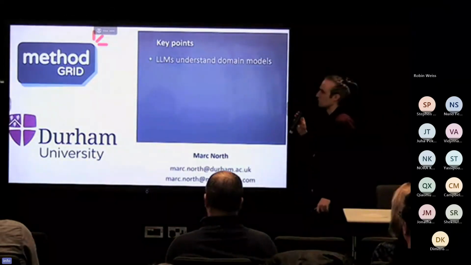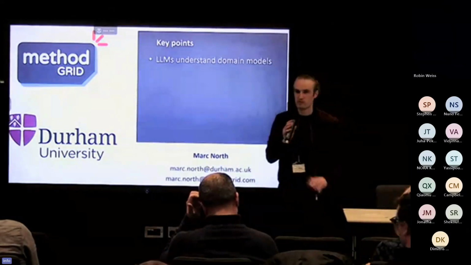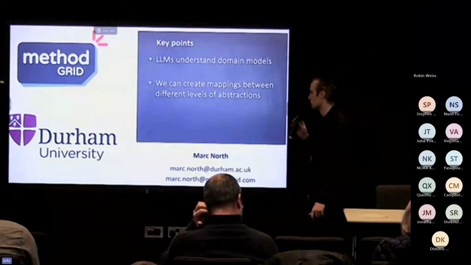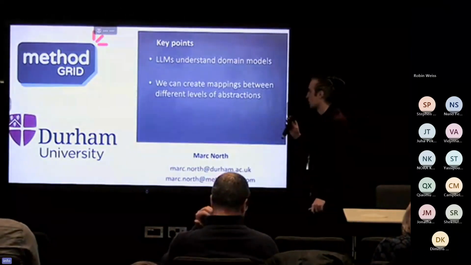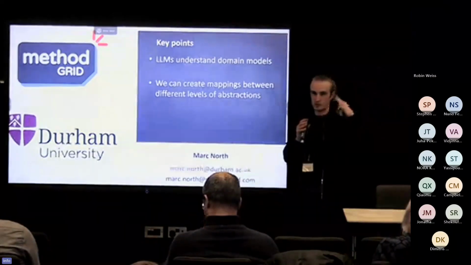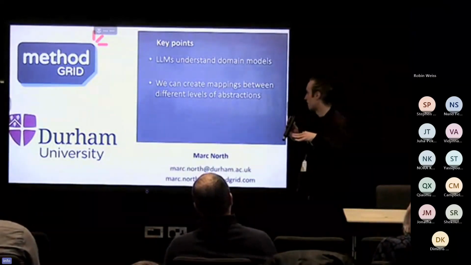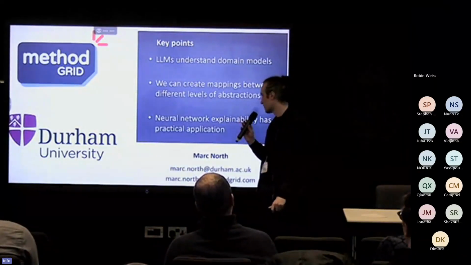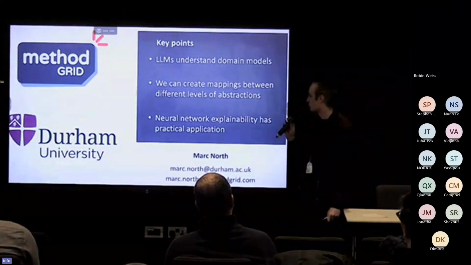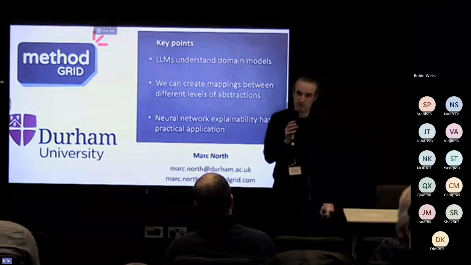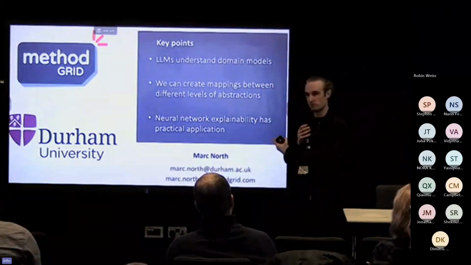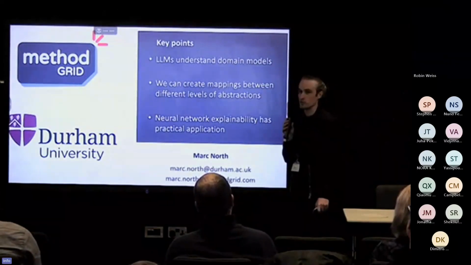Some key points. LLMs understand domain models. They don't need fine tuning, but they'd probably get better with fine tuning. This is something that can be used already. Secondly, we can create these mappings using the internals of an LLM between different levels of abstraction within the software engineering lifecycle. And thirdly, neural network explainability has practical applications. I think it tends to mostly be talked about in terms of trust and things like that, which is important, but maybe there's some practical applications as well.